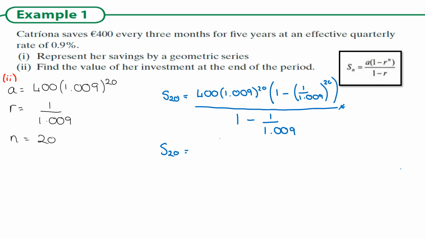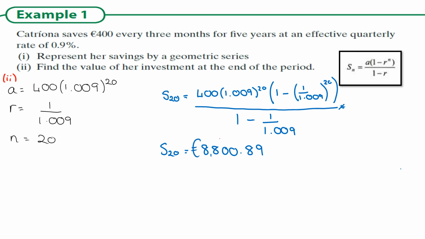I now move my arrow down to work on the bottom line, and I do 1 minus 1 over 1.009, and I simply press equals, and I get 8800.89. Remember, this is money.